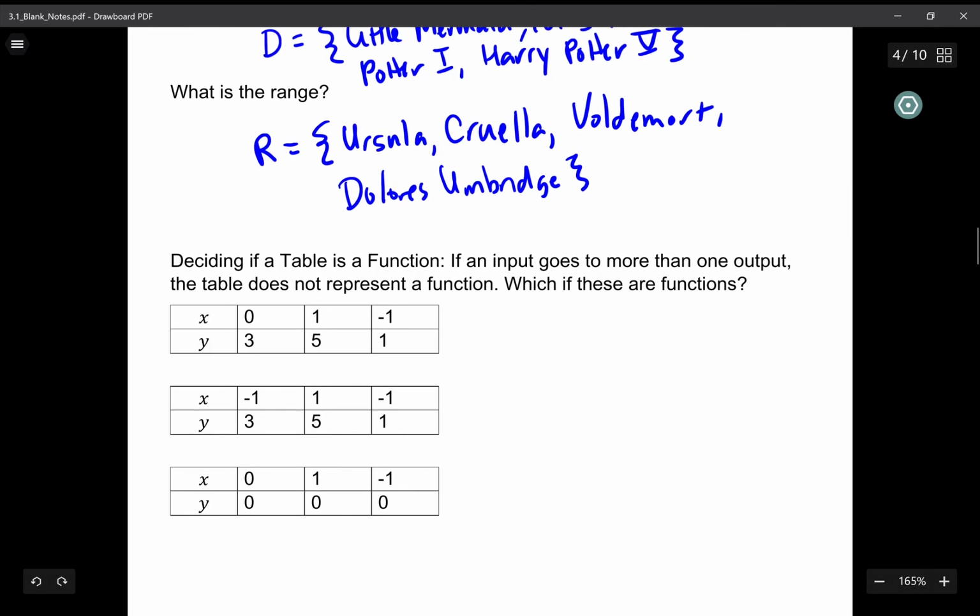All right, so what I would like you guys to do is practice right now and look at these three tables and decide which of them are functions and which of them are not functions. Pause the video and decide.